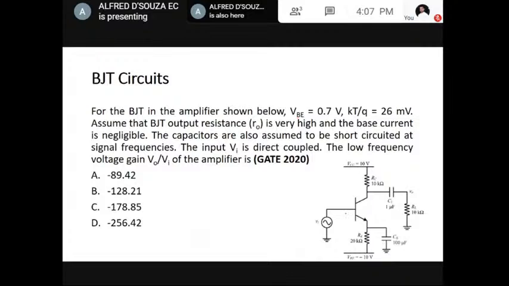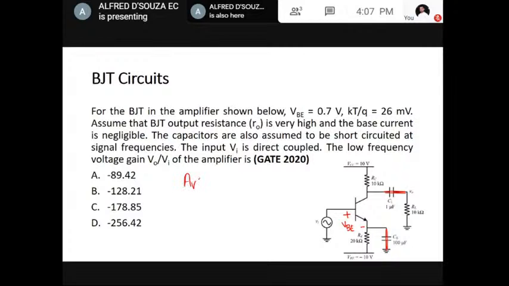So VBE is given, which is 0.7. KT by Q is given, that is 26 millivolt. Output resistance is very high and the base current is negligible. Okay, and all the capacitors are assumed to be short circuited. So we are supposed to find out how much is the voltage gain.